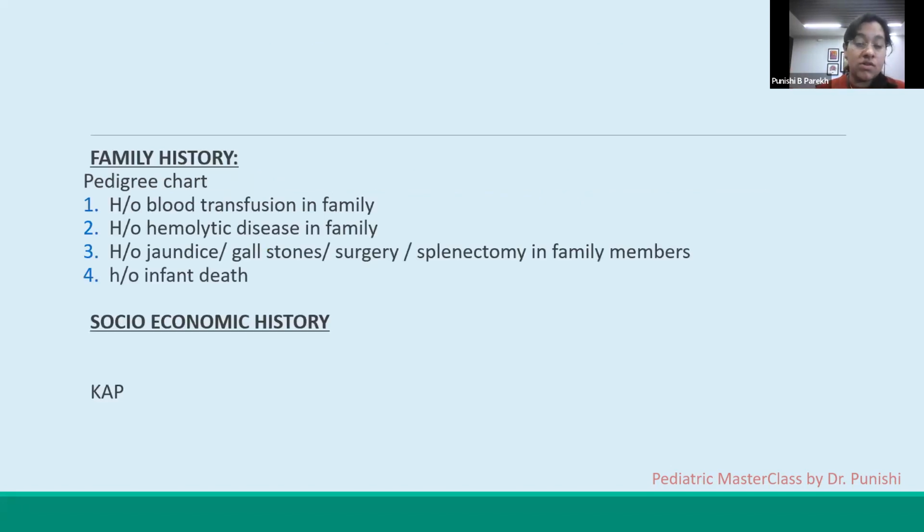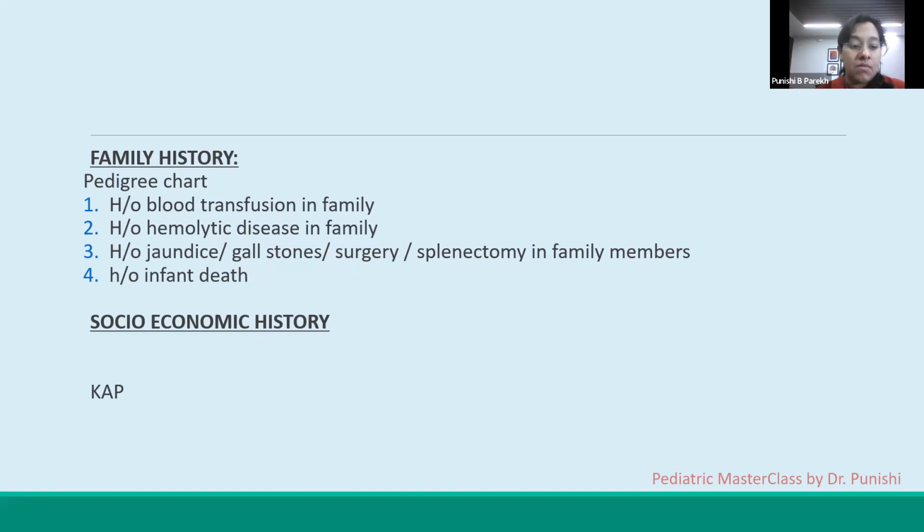Family history: it is very important to always draw a 3-generation pedigree chart and ask for a history of blood transfusion in the family, any hemolytic disease, somebody in the family who has a known hemolytic disease requiring blood transfusions, and whether there's a history of gallstones, jaundice, or any abdominal surgeries. Abdominal surgeries could be either splenectomy or cholecystectomy.